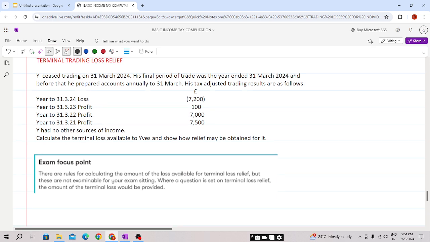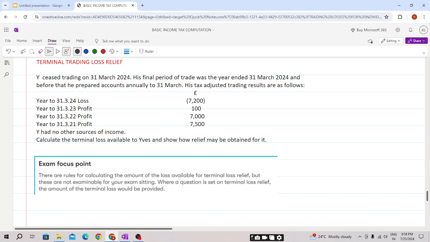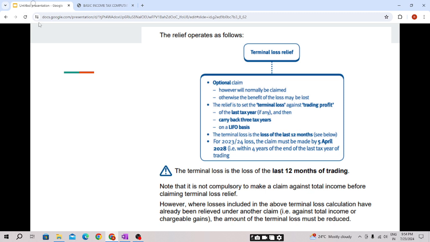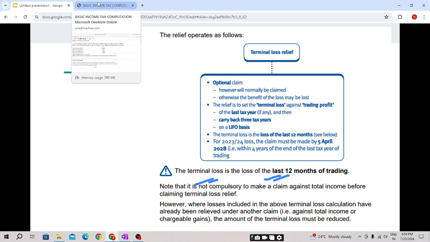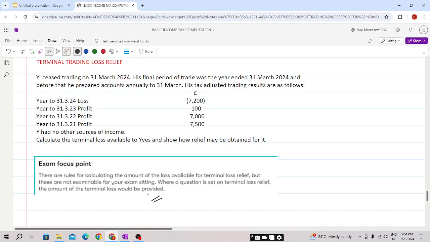Terminal trading loss relief. There are rules for calculating the amount of loss available for terminal loss relief, but these are not examinable for your exam sitting. Where a question is set on terminal loss relief, the amount of terminal loss will be provided. So students, we have seen here the terminal loss is the loss for the last 12 months period. Before the previous Finance Act, we had different rules, so we needed to calculate the terminal loss. But in your examination, the examiner will directly state the terminal loss amount for the period.